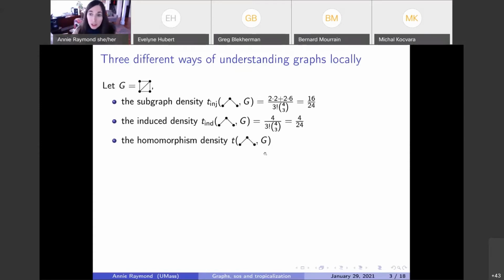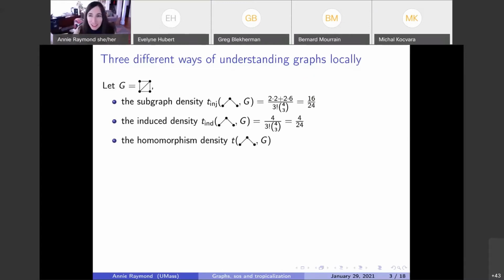Now I only want to keep maps that are homomorphisms, so that's sending edges to edges. I have to be careful because I'll have all the maps that I had previously for the subgraph density, so those 2 times 2 plus 2 times 6, but then I can also consider maps that are not injective that send edges to edges. So I have my path of length 2, and these 2 edges can be sent to one edge. That's completely fine, right? My bottom 2 vertices might be sent to the same vertex, as long as there is an edge there, I'll be fine.